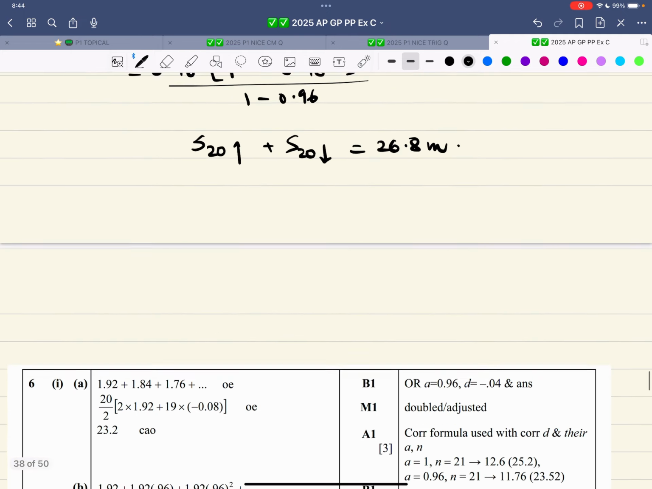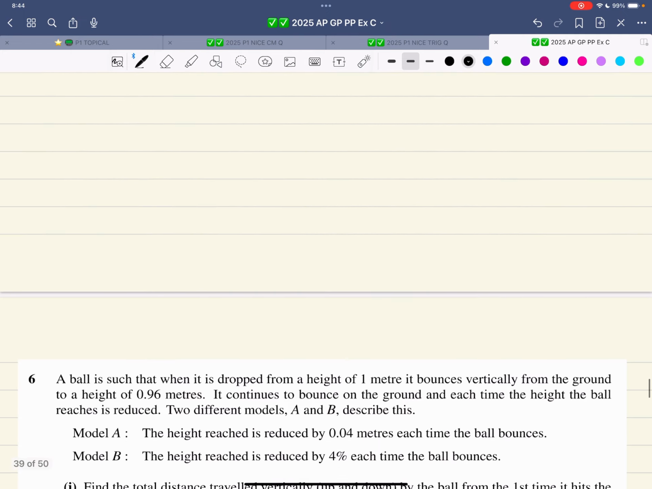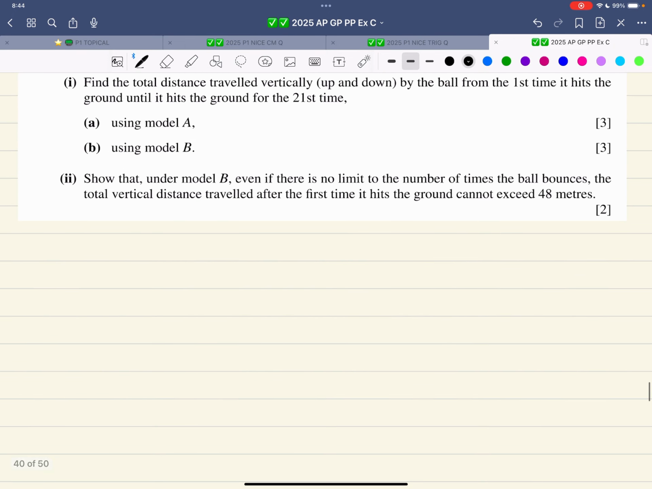Of course, there is this last part. Let's focus on that. It says, show that under model B, that is a GP, even if there is no limit to the number of times the ball bounces, they are talking about an infinite series, they are talking about sum to infinity. The total vertical distance traveled after the first time it hits the ground cannot exceed 48 meters. That means the value of sum to infinity should come out to be 48 meters.